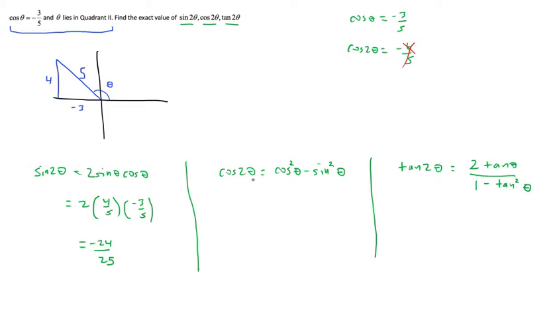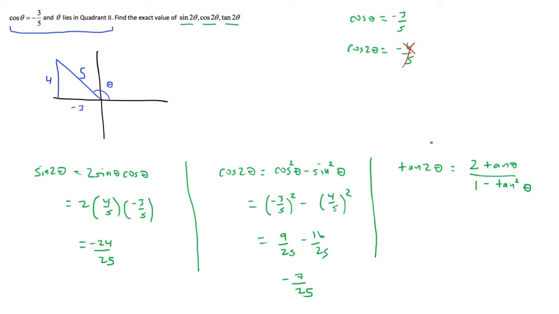Similarly, cosine of 2 theta is cosine squared minus sine squared. So in this case, cosine, once again, is negative 3/5 squared minus 4/5 squared. This is just 9 over 25 minus 16 over 25. That gives me negative 7 over 25. That is the cosine of 2 theta.